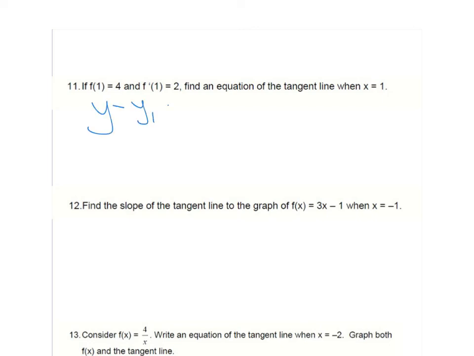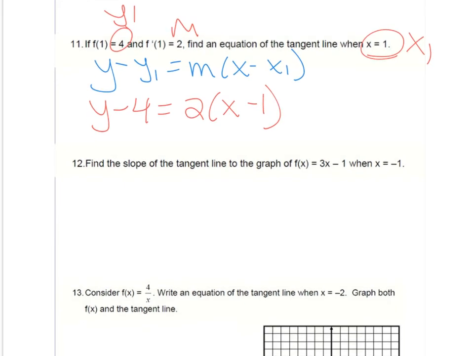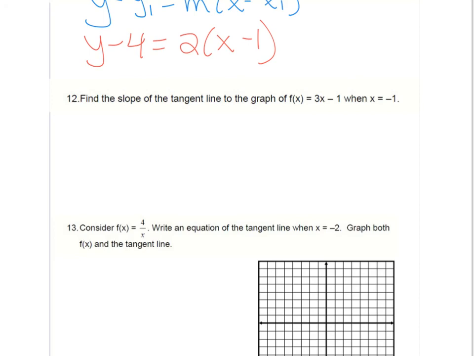All right, we need point slope form. This is x1. The derivative is your slope, and this value is y1. Okay, find the slope of the tangent line when x is -1. So first we need the derivative. Oh, well, the slope is going to be 3 everywhere, so the answer is 3.